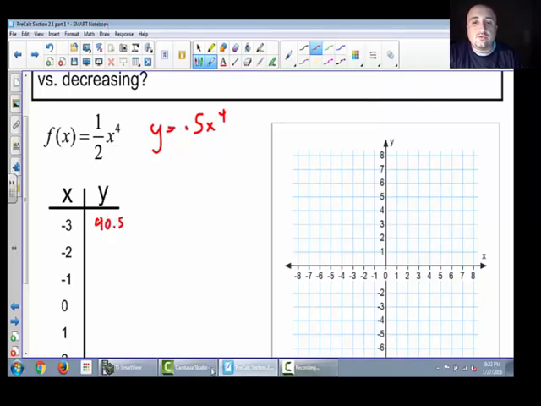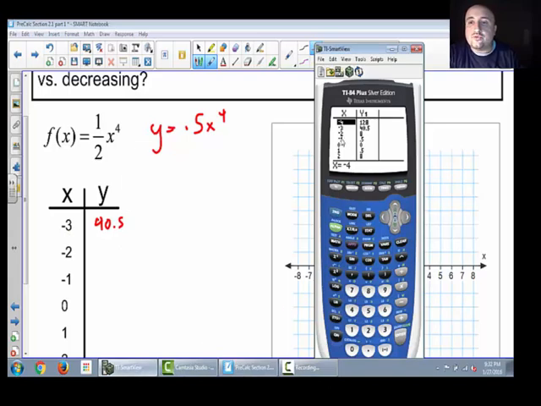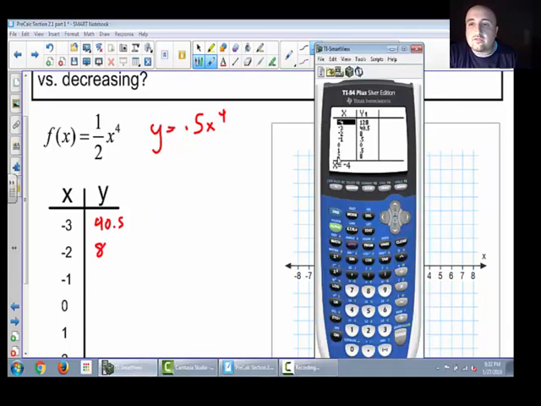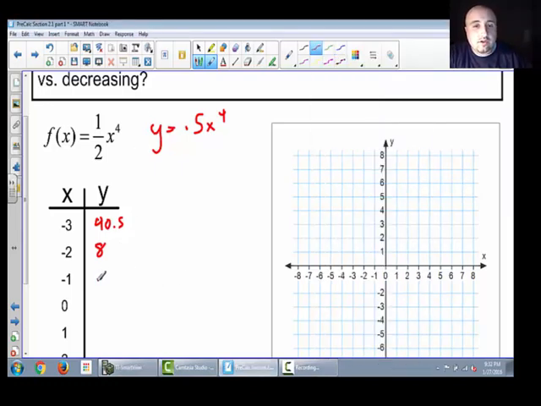Now what about negative 2? Negative 2 is equal to 8. Negative 1. What do we get when we plug in negative 1? Negative 1 is equal to 0.5.